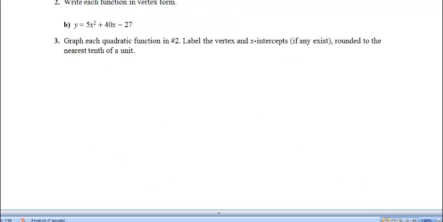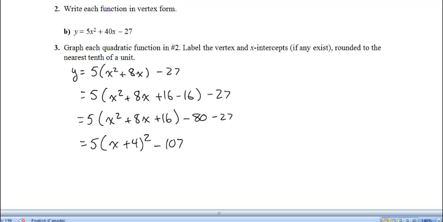Question 2 is similar to what we just did. We took this function and rewrote it in vertex form. So I'm going to do that right now and then come back. Like we did in the previous question, we factored out the leading coefficient, 5, from both terms. So that left us with 5 times x squared plus 8x, and then minus 27. Then we took half of the linear term and squared it. So half of 8 is 4, 4 squared is 16, and we added and subtracted that inside the brackets. We left the 27 alone.